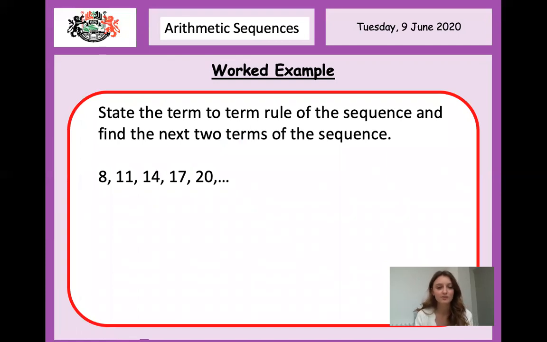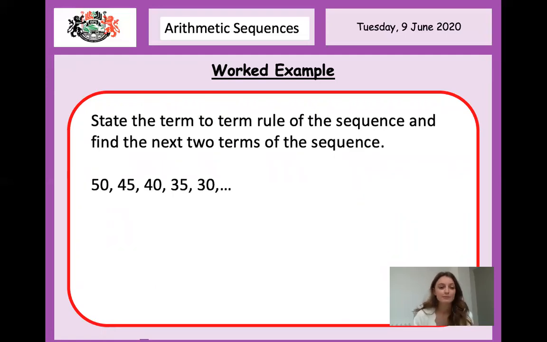Okay, starting off with our first word example, like I said before, this is kind of the basic. As we can see here, we have to state the term-to-term rule of the sequence and find the next 2 terms of the sequence. The term-to-term rule means what is it going up in. We can see it's going from 8 to 11, so let's add 3, 11 to 14. Yeah, it's adding 3 each time, so that's the rule. And the next 2 terms, very simply, 23 and 26, nice and easy.